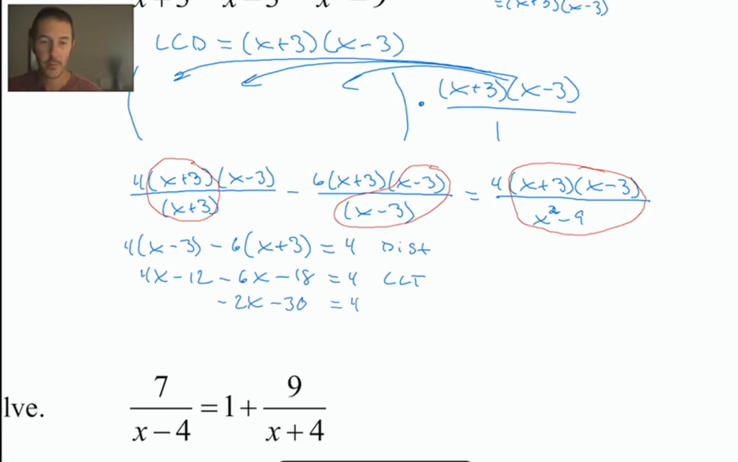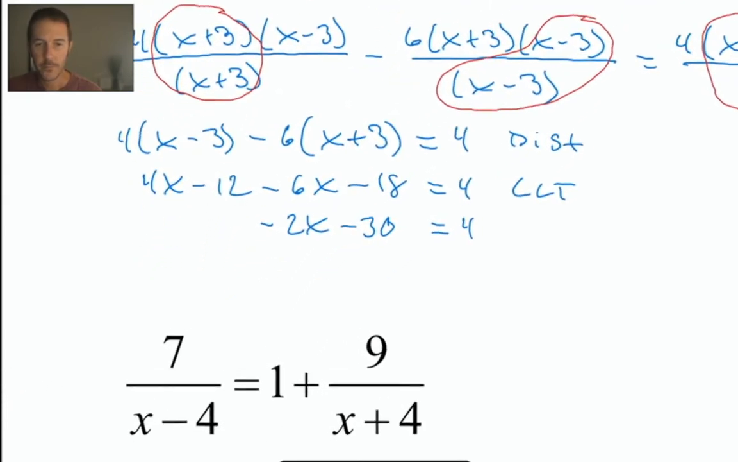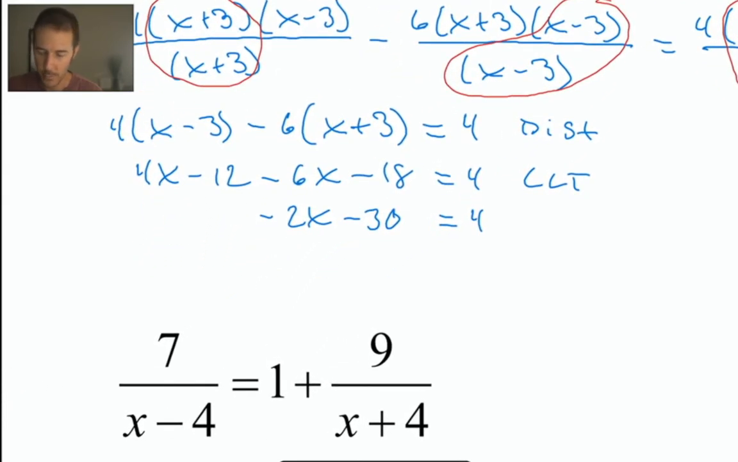Now we need to finish solving for x. So let's add 30 to both sides. Negative 2x remains on the left-hand side. 34 is on the right-hand side. Divide both sides by negative 2 in order to isolate x. And we find that x is equal to negative 17.